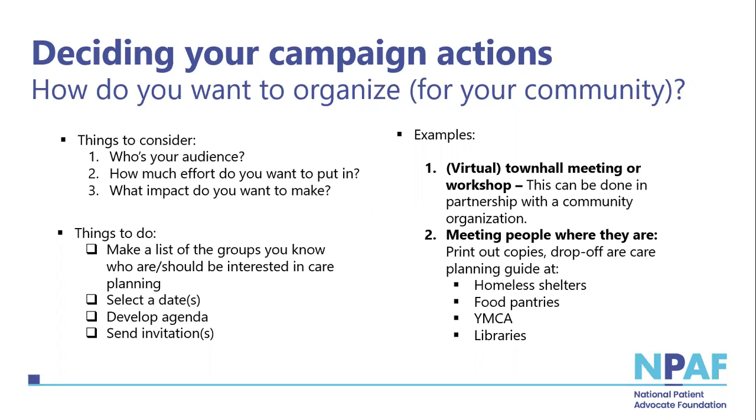And some of the examples for the types of campaign actions that you can do that relate to organizing in your community is that virtual town hall meeting or that workshop. And in this, I honestly think the best way to pull off a town hall meeting or an educational workshop is to partner with another organization, so it doesn't feel so daunting and you already have a ready-made audience.